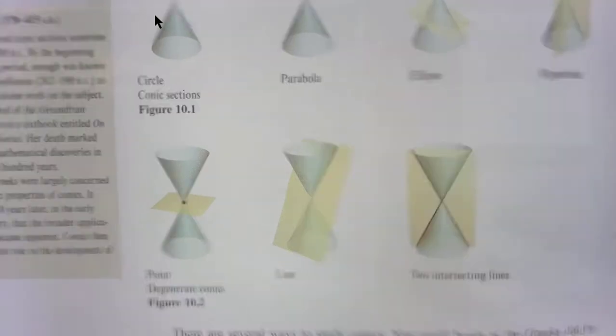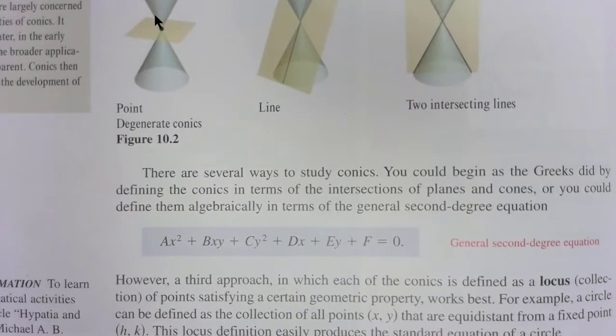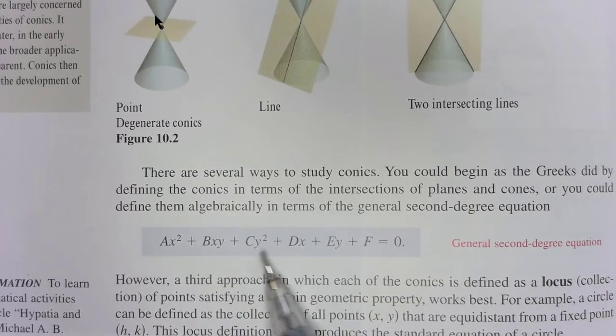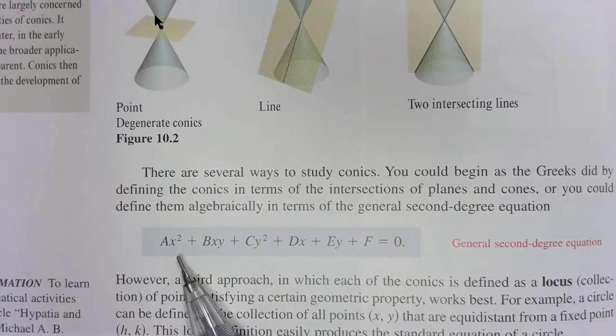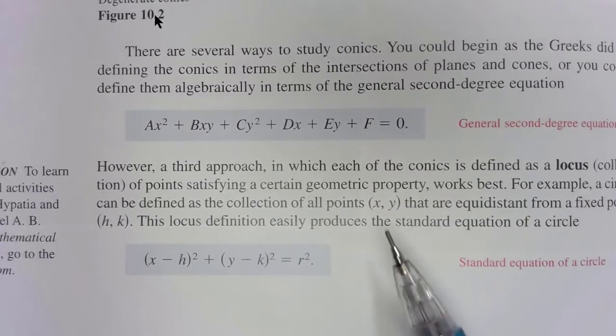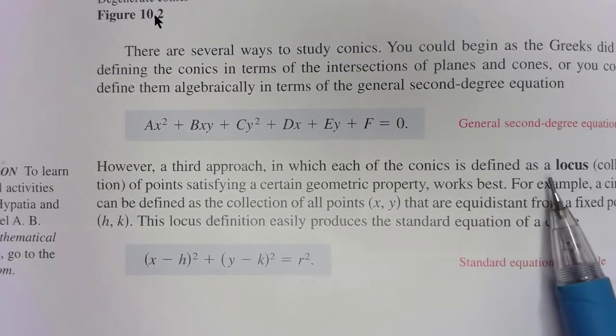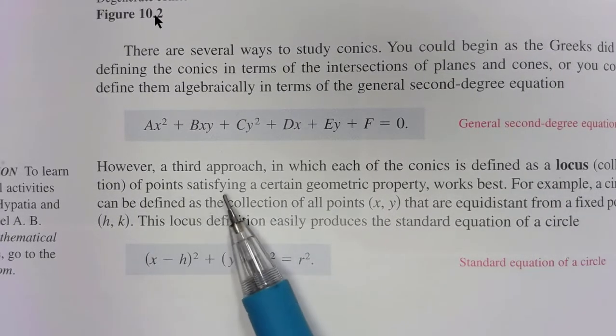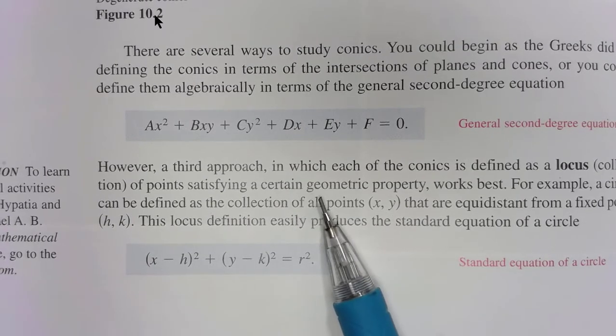lines. Now, there are several ways to study conics, but this is a general form, second degree: x is squared, y is squared. You may or may not have a product xy. A third approach, in which each of the conics is defined as a locus or a collection of points satisfying a certain geometric property, works best.